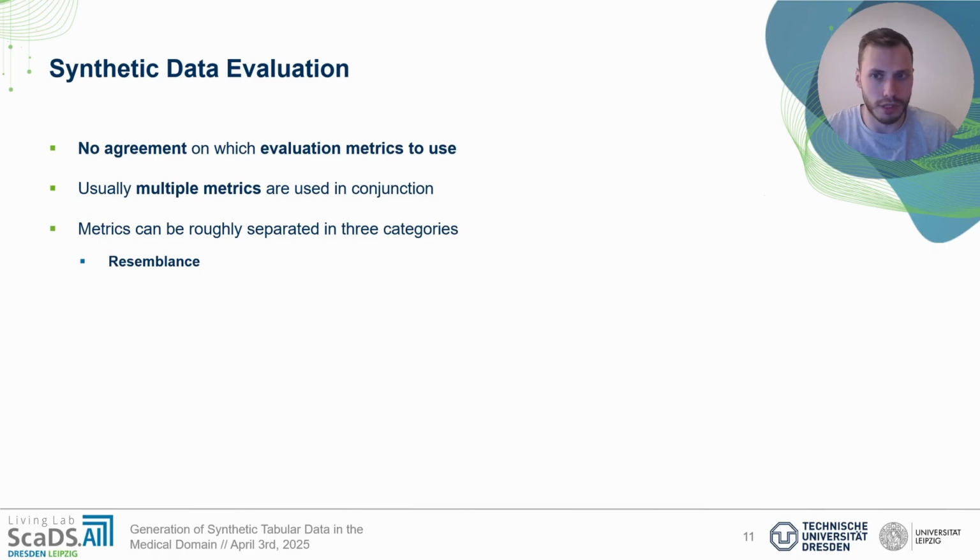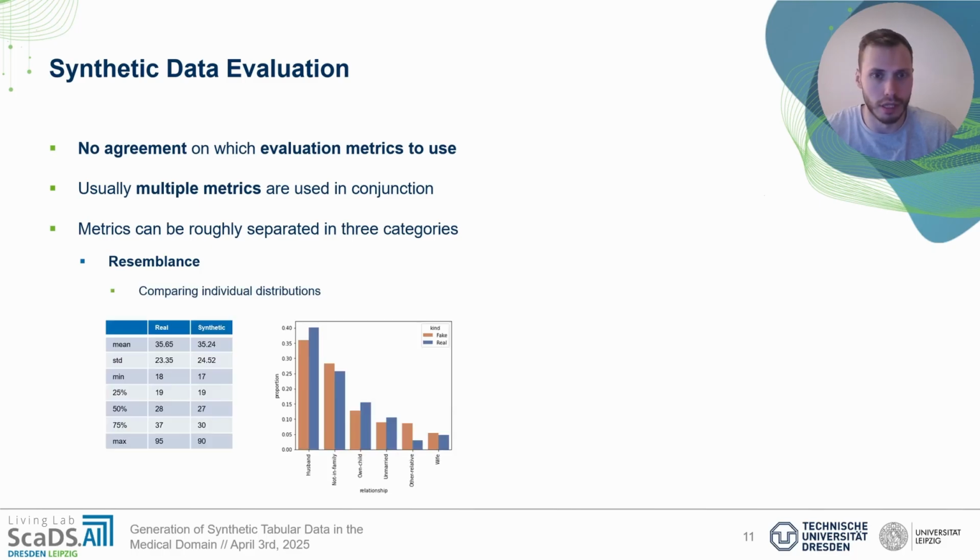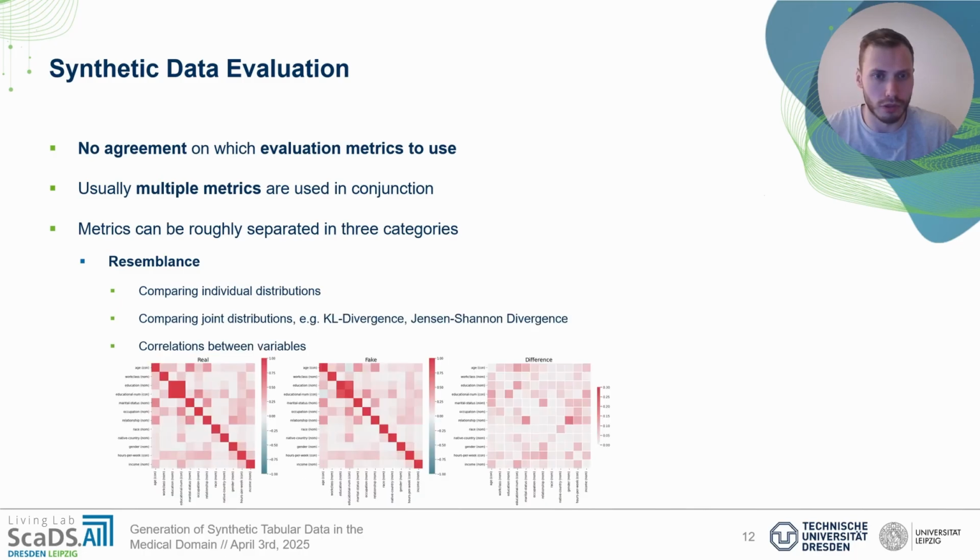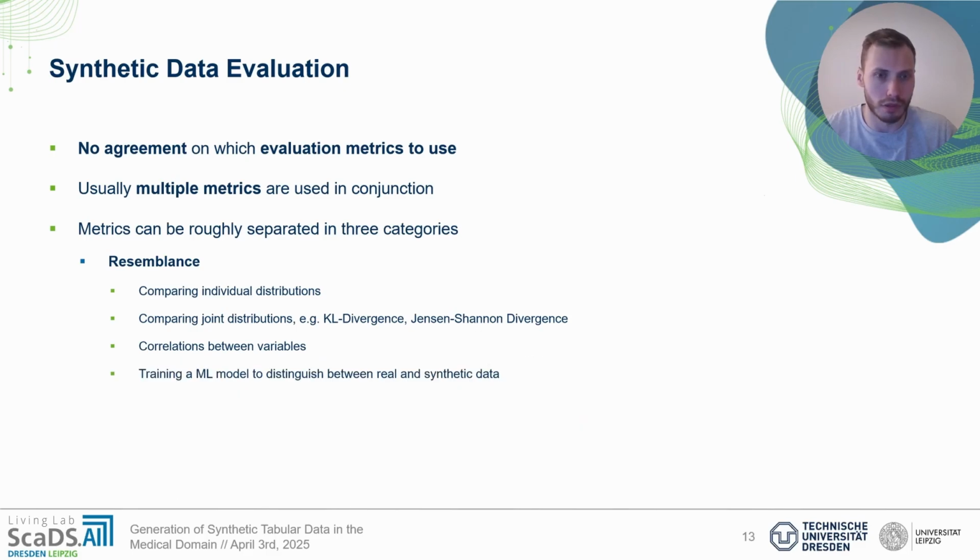The first one is resemblance. How closely can I replicate my real data? For that, we usually compare distributions, individual ones but also joint distributions. We look at correlation between variables. We can also, for example, train a machine learning model that tries to differentiate between real and synthetic data, so kind of a discriminator. And in the best case, we would get an accuracy of 0.5, which would mean that our model cannot differentiate between the two.